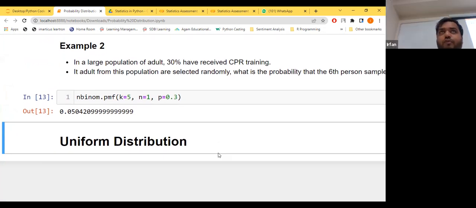Guys, there's a concept called uniform distribution which has to be covered. Okay, write this one.